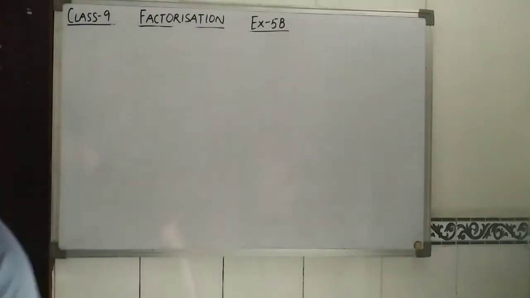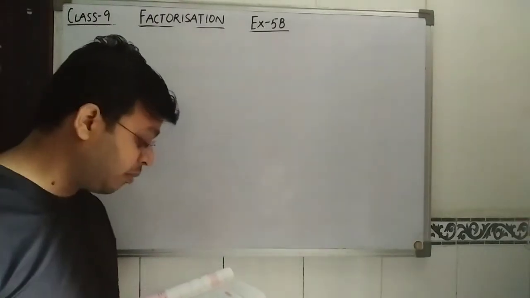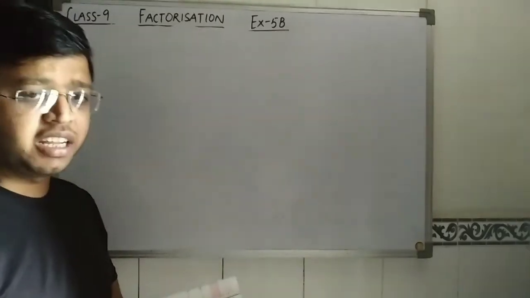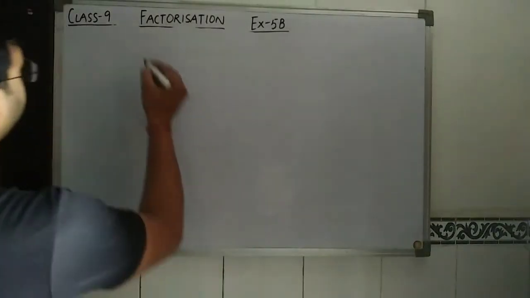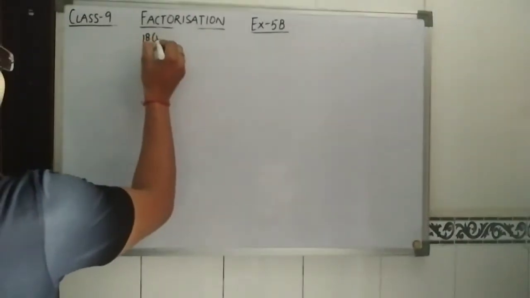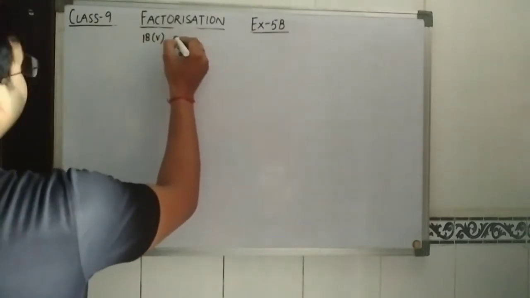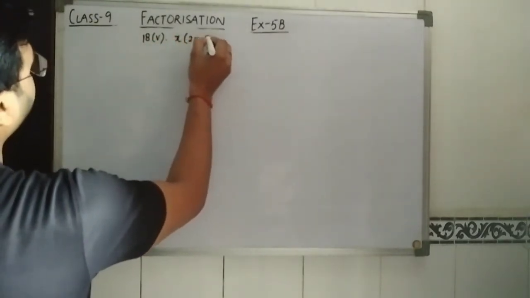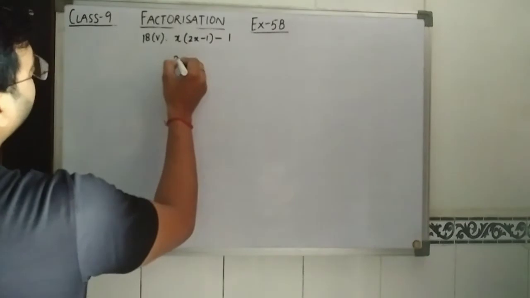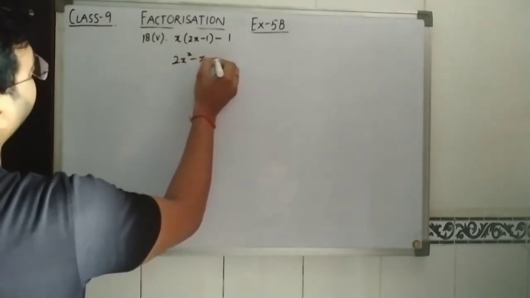In question number 18, each trinomial, it is factorizable or not. All the terms are given. I am explaining you the fifth part of question number 18 and other parts you can do. x, 2x minus 1 and minus 1. So it will become 2x square minus x minus 1.